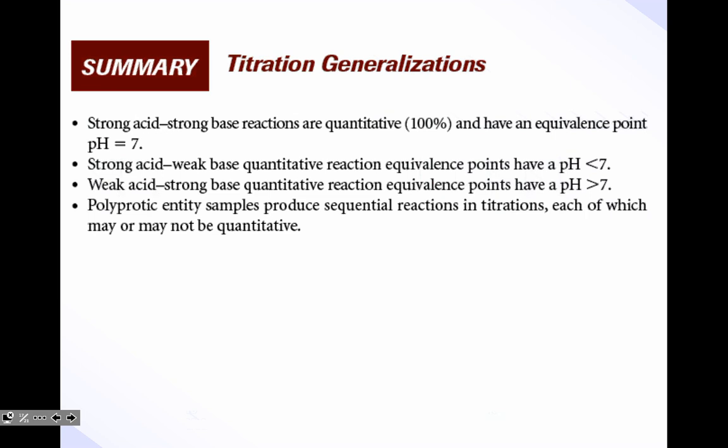So here are some titration generalizations. Strong acid, strong base reactions are quantitative and have an equivalence point of 7. A strong acid with a weak base combo is a quantitative reaction, and the equivalence point is going to be lower than 7. And a weak acid with a strong base, you're going to have a pH at the equivalence point higher than 7. Polyprotic entities, you'll see in the graph that it'll have two little bumps, not just one.